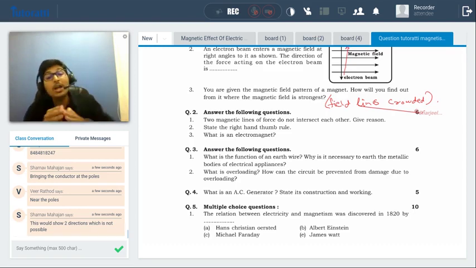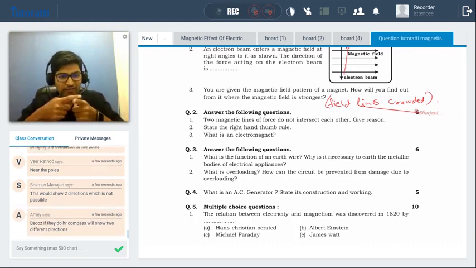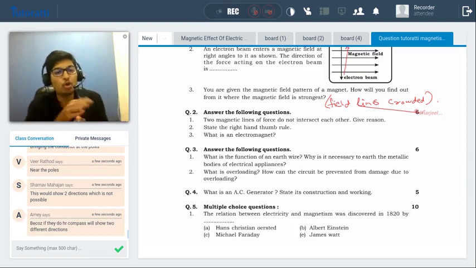It's one of the most fundamental properties of magnetic lines of forces that two lines of forces could come very close to each other, but they'll never touch each other. They'll always maintain a safe distance. Because if they were to cross, they'll show two directions at that point, which is not possible.